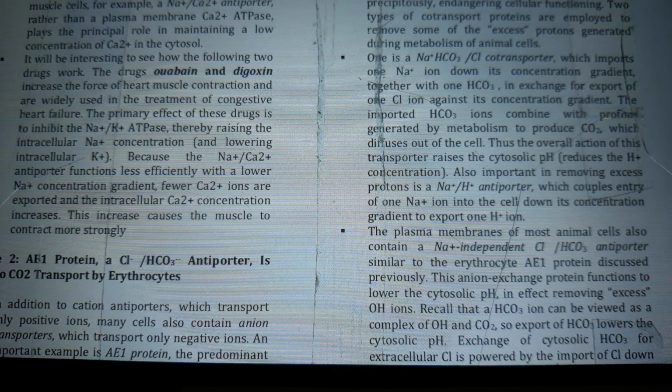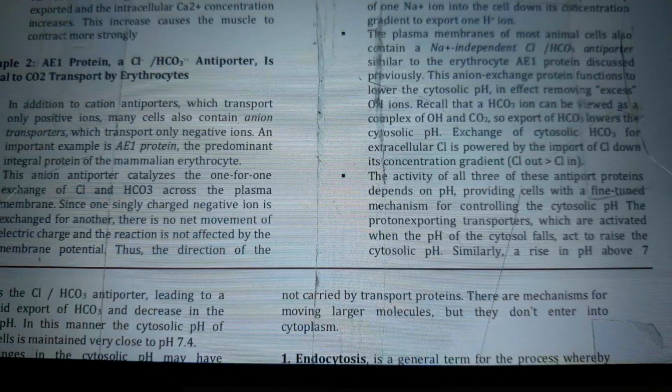It will be interesting to note how these two drugs work. The drugs ouabain and digoxin increase the force of heart muscle contraction and are widely used in the treatment of congestive heart failure. The primary effect of these drugs is to inhibit the sodium-potassium ATPase, thereby raising the intracellular sodium concentration and lowering intracellular potassium, because the sodium-calcium antiporter functions less efficiently with a lower sodium concentration gradient. Fewer calcium ions are exported and the intracellular calcium concentration increases. This increase causes the muscle to contract more strongly.